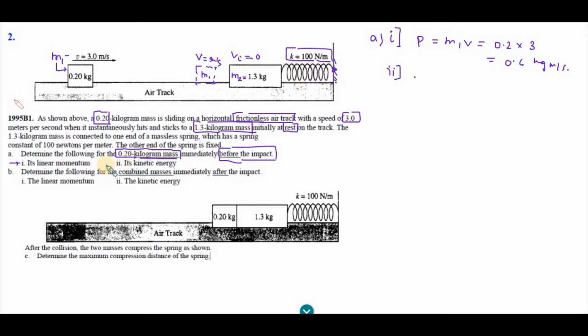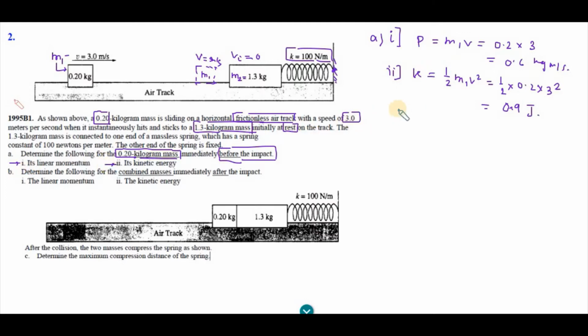Now let's move on to question 2. First part 2, it's kinetic energy. The kinetic energy expression is half times m1 times v square, that is half times 0.2 kg times v square. If you do these calculations, you'll be getting 0.9. What would be the unit of kinetic energy? That is joules.